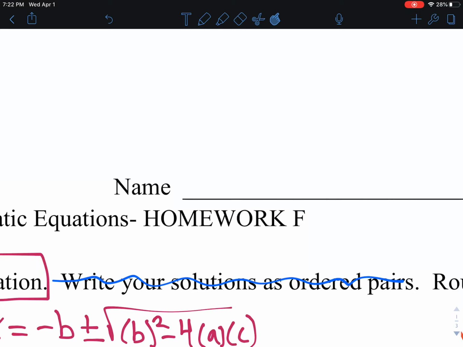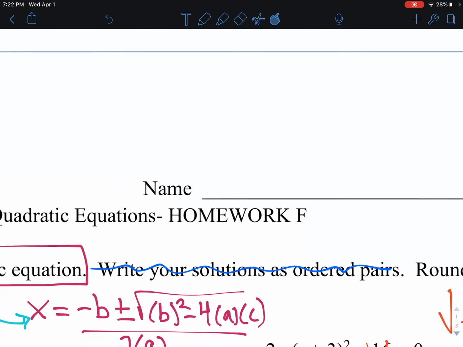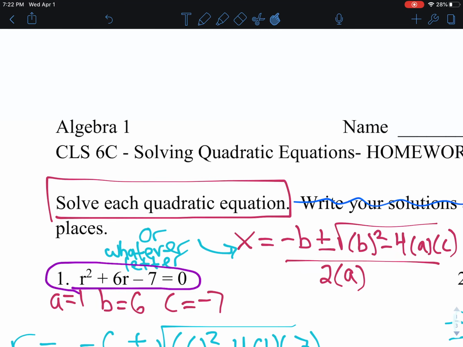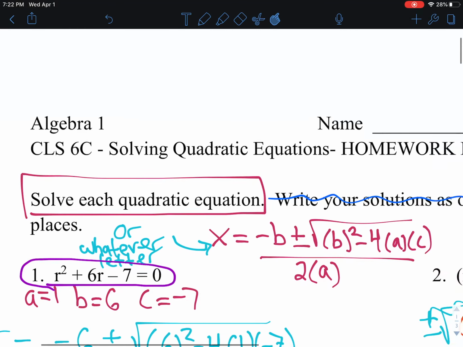Now, what you're doing on this homework assignment is solving. One side is going to be solving in standard form. The other side, which is going to be like your evens, are going to be solving in vertex form. So just a reminder, when you solve in standard form, that means you have an A, you have a B, you have a C, and then you use the quadratic formula.